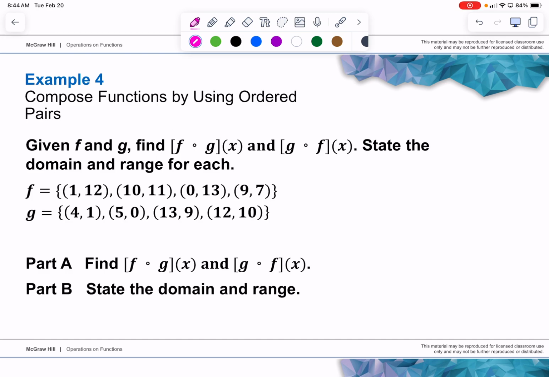So here we are given two functions, f and g. We want to find f of g of x and g of f of x and state the domain and range of each. Now, these functions are kind of wonky because f is just a set of 4 points and g is just a set of 4 points. Okay?